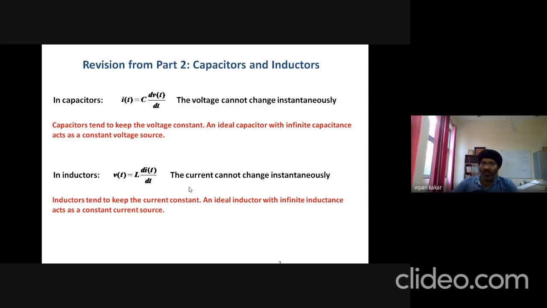Regarding inductors, it is the other way around: they try to keep the current constant. Initially they oppose the current, so they cannot allow the current to change instantaneously. Some finite time is required. That concept will also be used in converters. Immediately, no change of flow of current can happen in inductors. And again, an ideal inductor has infinite inductance, so it can act as a constant current source.